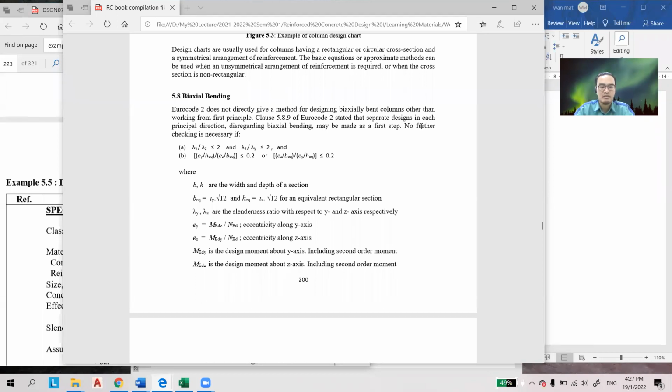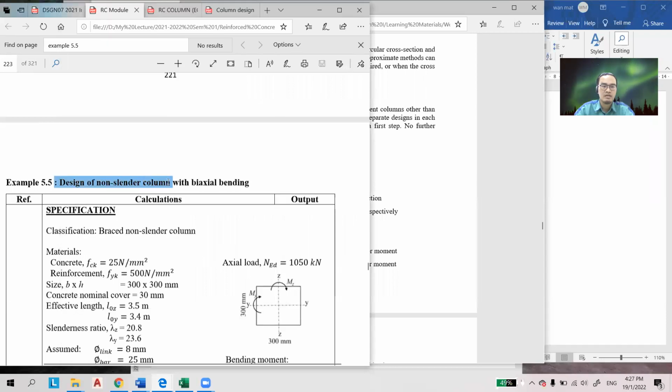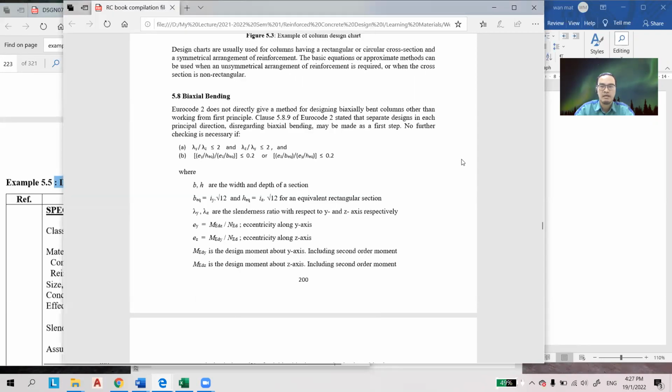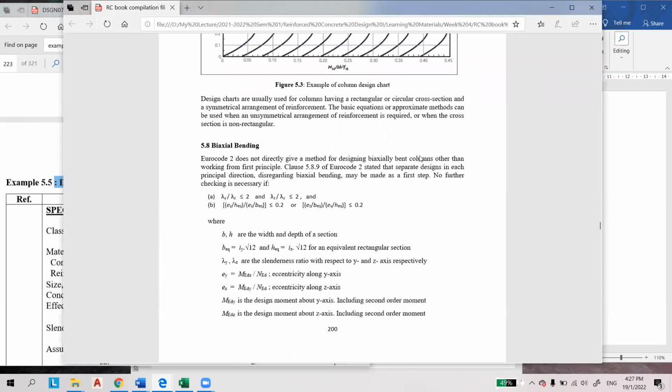Welcome back to our class, BAA 2213, Reinforced Concrete Design 1. In this video, I will discuss Example 5.5, which is the design of a non-slender column with biaxial bending. First of all, let's take a look at page number 200 from our module book, on biaxial bending.